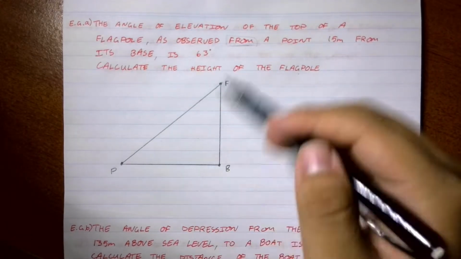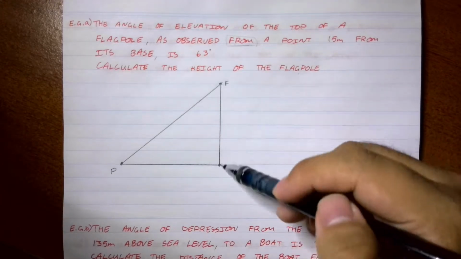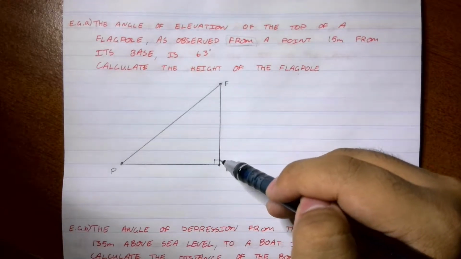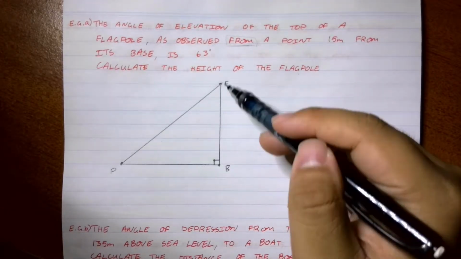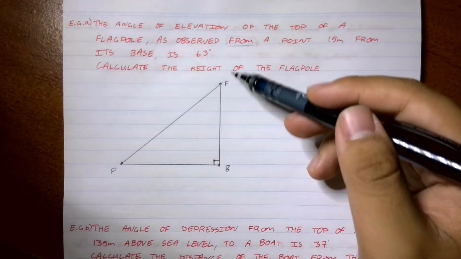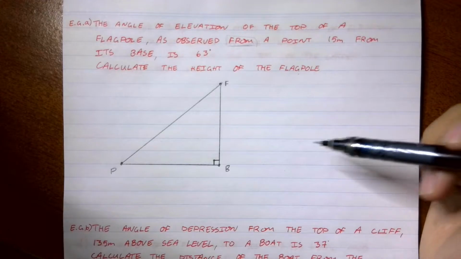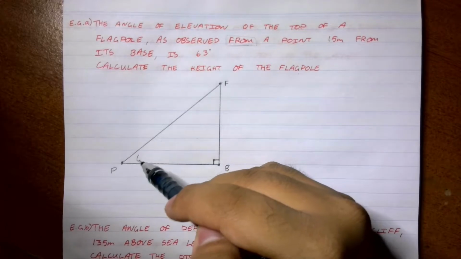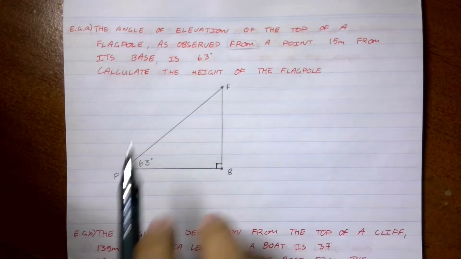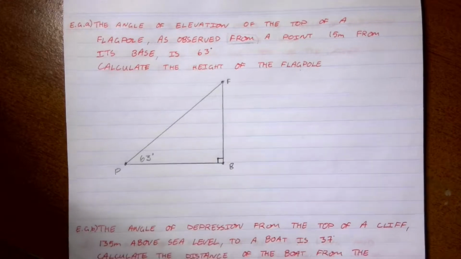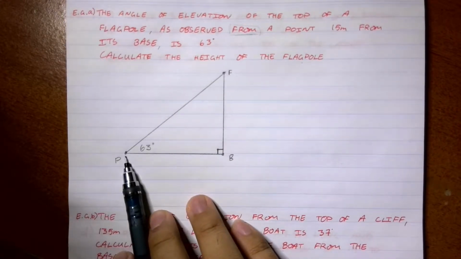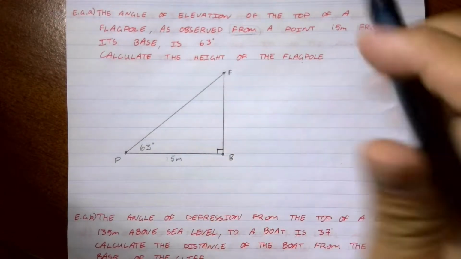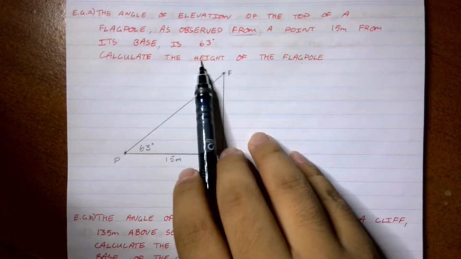Now, in case you were a little bit confused, whenever we draw these scenarios, we always assume there to be a 90-degree angle with things like flagpoles or cliffs or mountains or even watchtowers or things like that. So 63 degrees belongs here because it's the angle of elevation looking straight ahead and then going upwards. And then the point is 15 meters from its base. So here we have 15 meters. Calculate the height of the flagpole.